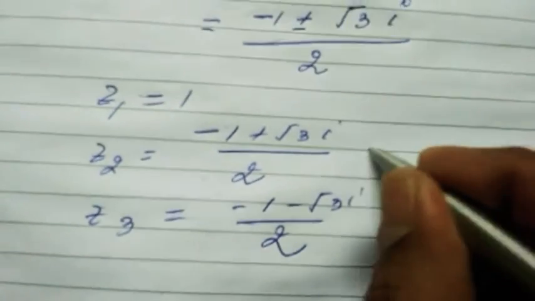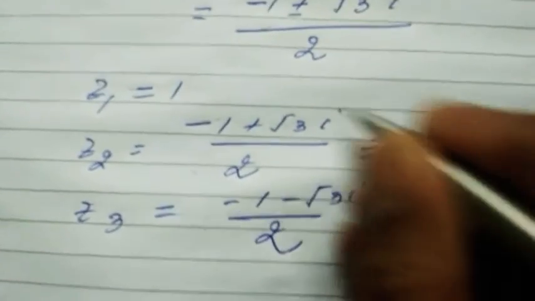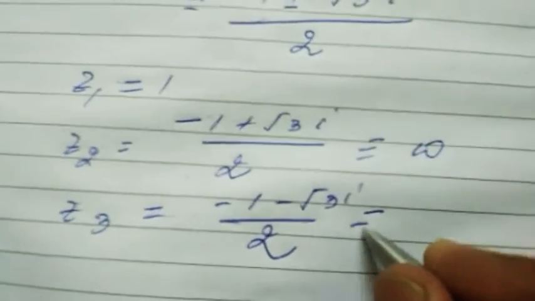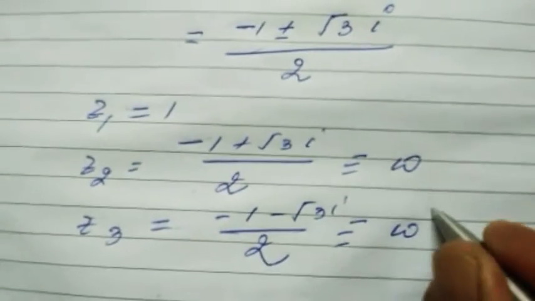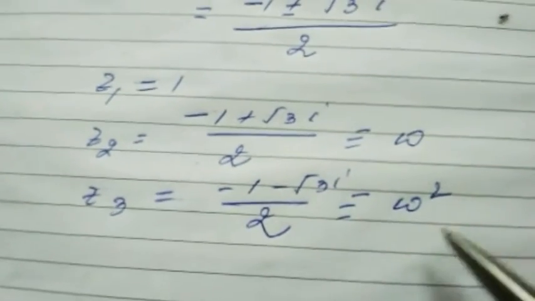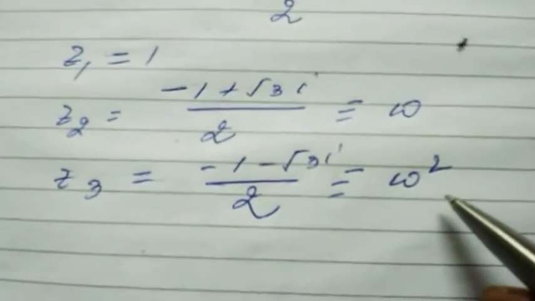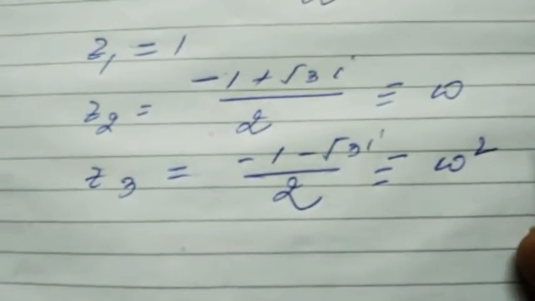So we can name them. Now I am naming them. Z1 is equal to 1 itself, Z2 is equal to omega, and this is omega square. So we have named them 1, omega, and omega square. These are the three roots of the cube roots of unity.